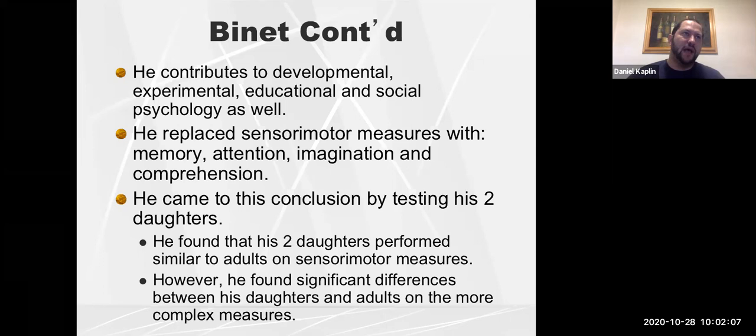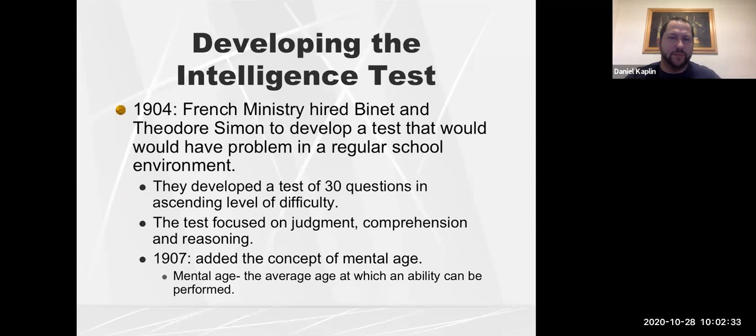And what he found was that his two young daughters performed very similar to adults on sensory motor tasks, but they did not perform as well on these cognitive tasks of memory, attention, comprehension, and so forth. So it's clear that one's cognitive abilities can't just be about physical abilities. So by 1904, he's hired by the French ministry.